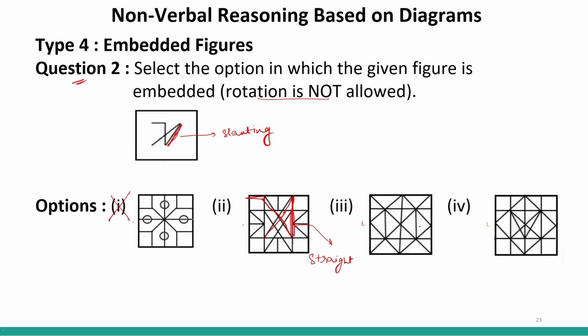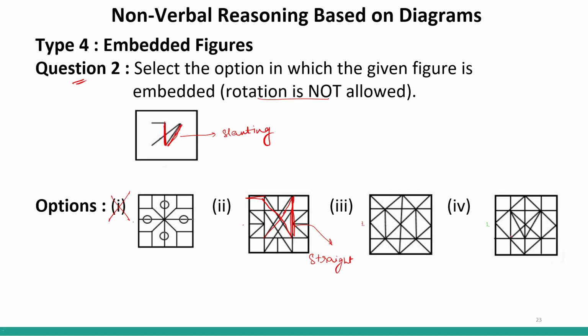Now let us move on to option number 3. In option number 3, again, I can see a line going like this and coming back. But I cannot, again, over here, this line is also straight. But over here, this line is like this. So option number 3 also I cannot fit it in. But let us see option number 4.